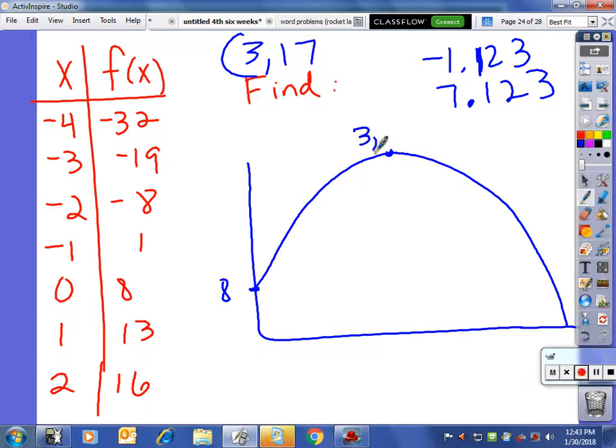So the vertex is still at 3, 17. I've got a negative root over here at negative 1.123, and I've got a positive root over here at 7.123. Same question, except now I'm turning it into a real-life problem. That will affect the domain and range. What's the domain now? It's not all real numbers anymore because now I have a real-life problem.